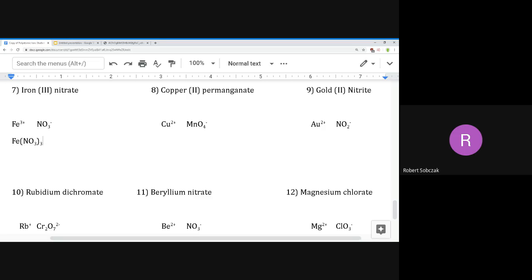Same thing right here, copper 2 permanganate. Copper 2, so we have copper 2+. Manganate, or permanganate, has a charge of -1. So we crisscross again. Copper gets the 1 from permanganate. I am not going to write it because I am lazy, because I'm a chemist. Permanganate is MnO4, but we need 2 of them because copper says so. So we put it all in parentheses. We slap a 2 on it. All right. Gold 2 nitrate.